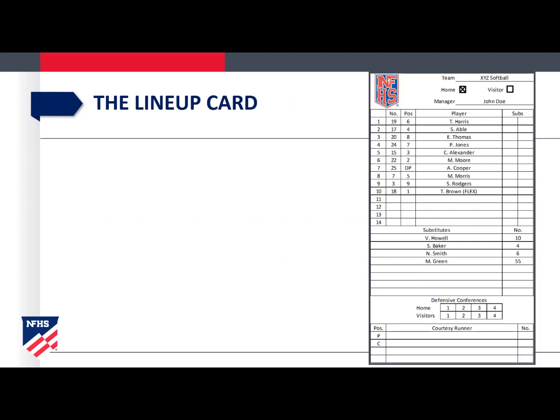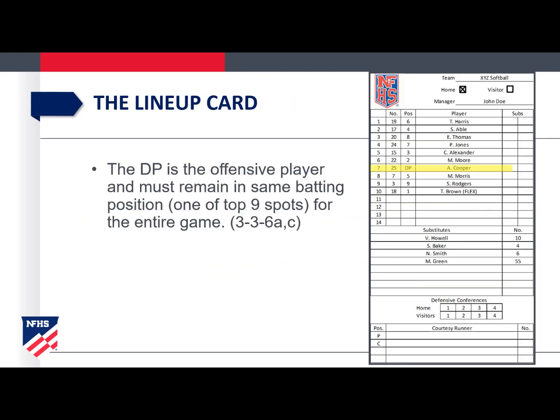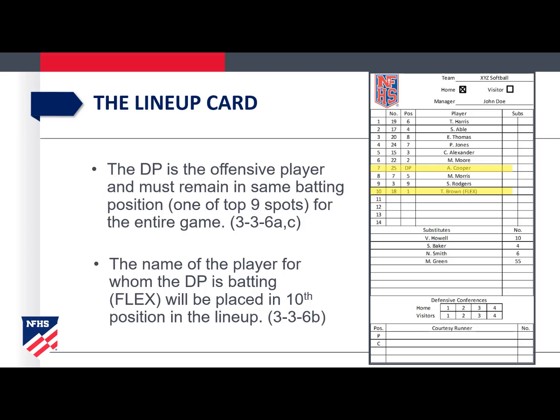Let's look at the lineup card. The DP is the offensive player and must remain in the same batting position. That's one of the top 9 spots for the entire game. The name of the player for whom the DP is batting, which is the flex, will be placed in the 10th position in the lineup.